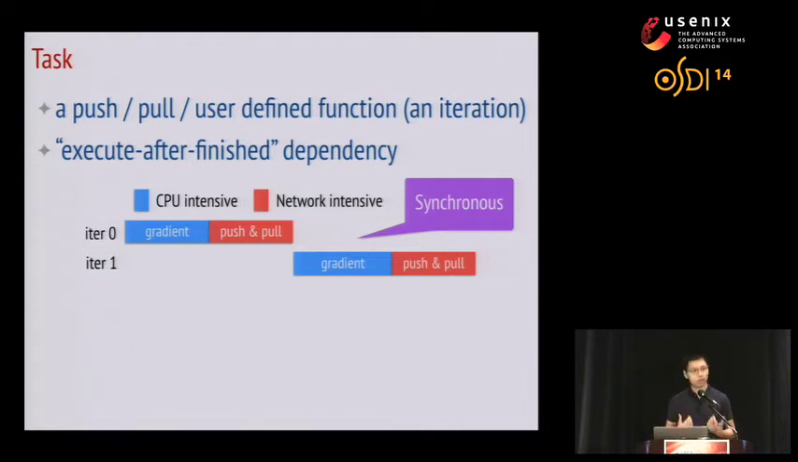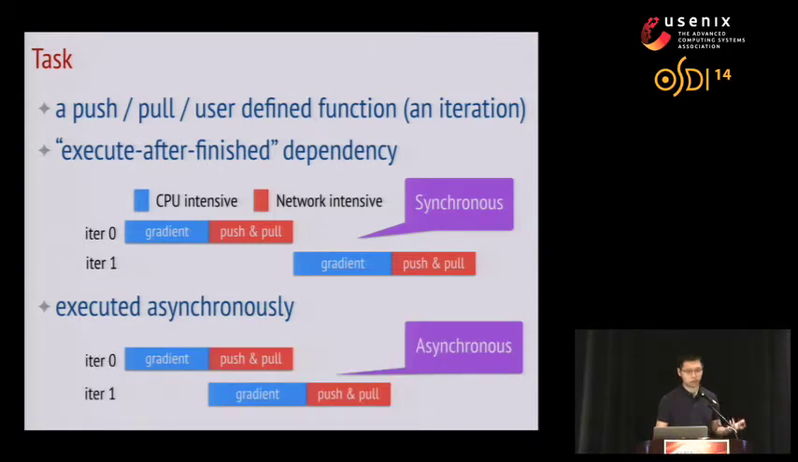However, this is not efficient because the CPUs are idle in the network stage. What more can we do? Well, we can execute these tasks asynchronously. So still on this example, we can start the next iteration and compute the CPU stage immediately after the CPU stage of the previous one finished. So we can maximize the CPU usage here. However, it introduces some data inconsistency because the new result from the previous iteration has not been pulled back yet.